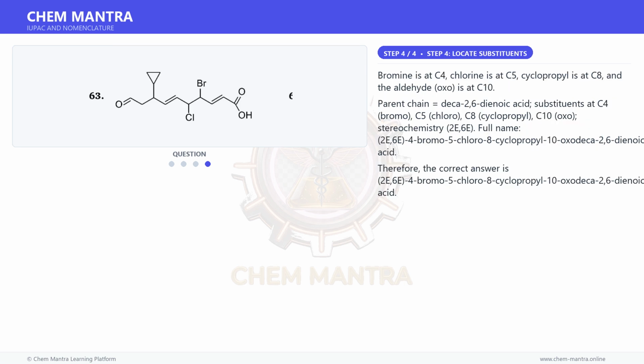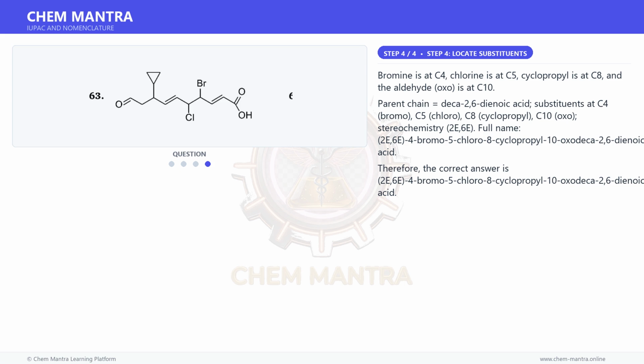And for the final step, bromine is at C4, chlorine is at C5, cyclopropyl is at C8, and the aldehyde, oxo, is at C10. Parent chain is deca-2,6-dienoic acid, substituents at C4 bromo, C5 chloro, C8 cyclopropyl, C10 oxo, stereochemistry 2E, 6E. Full name: (2E,6E)-4-bromo-5-chloro-8-cyclopropyl-10-oxodeca-2,6-dienoic acid.